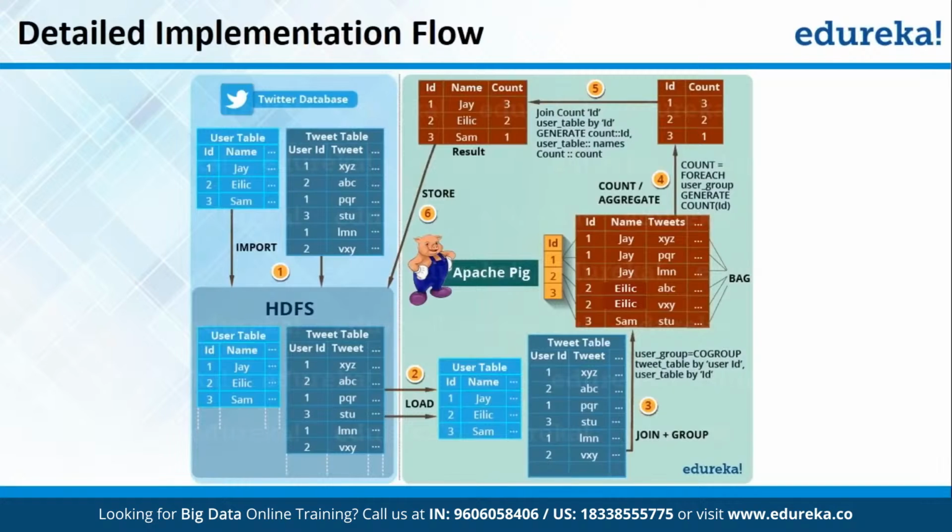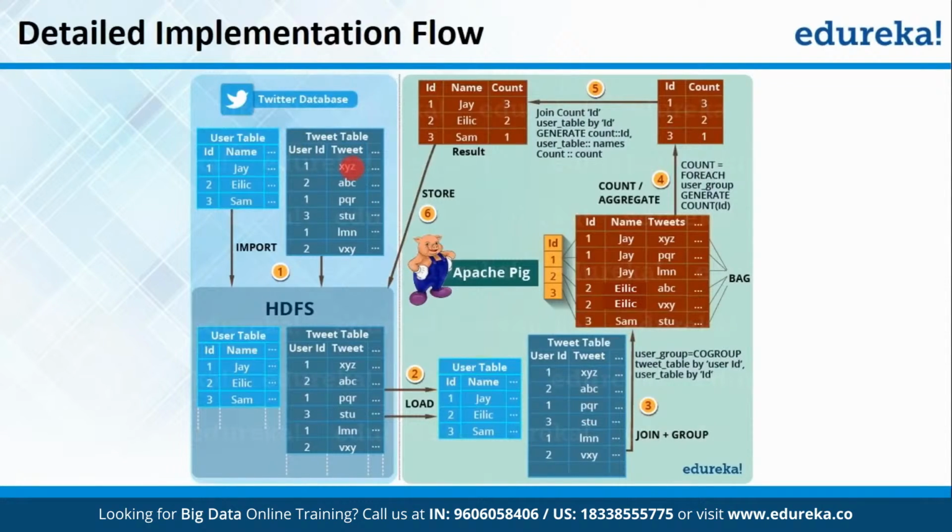So this is the detailed implementation as you can see on the screen. Let's start from the database, that is the Twitter database, which had two tables, user table and tweet table. The user table had the details of all the users along with their user ID. For example, user ID 1 was Jay, user ID 2 is Alec, and user ID 3 is Sam.